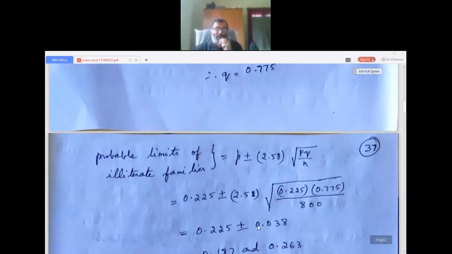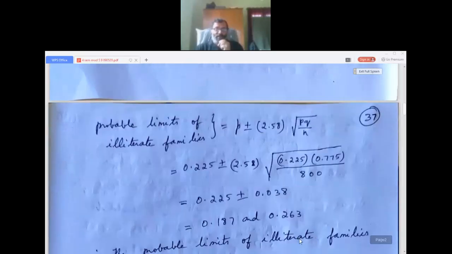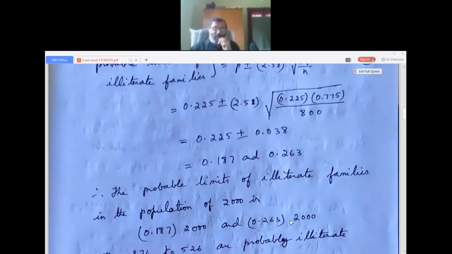Now, probable limits of the illiterate families is P plus or minus 2.58 square root of PQ by N. So P is 0.225 plus or minus 2.58 square root of 0.225 into Q value 0.775 divided by 800 total. So you get so much. This is the usual calculation. Verify, I might be wrong, just check it in the calculator. So 0.187 and 0.263.